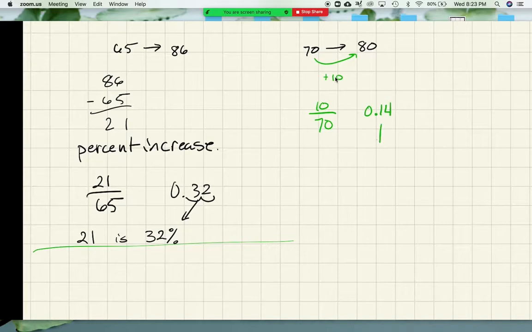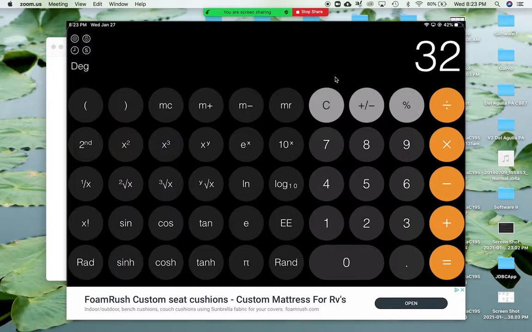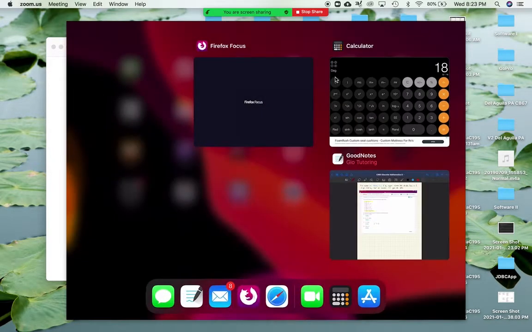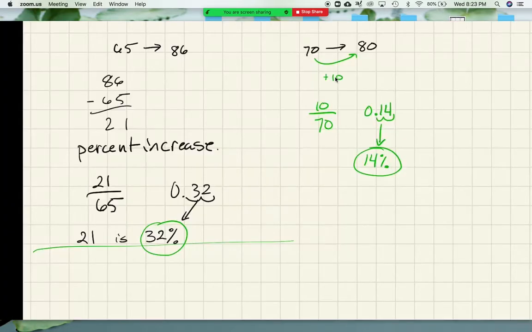0.14. To change that to a percent, you move it over twice. So 14%. And then now it's asking for the difference between the two. So I'm going to do 32 minus 14. Is 18 there, or something close? Yeah, it is. It's 15 and 18. So I would say 18.